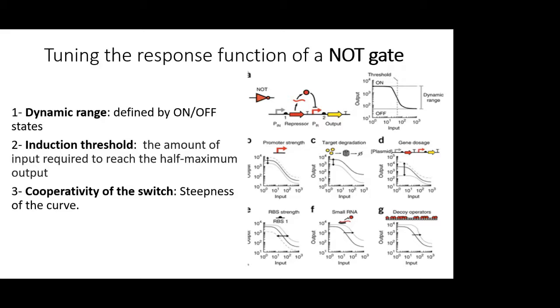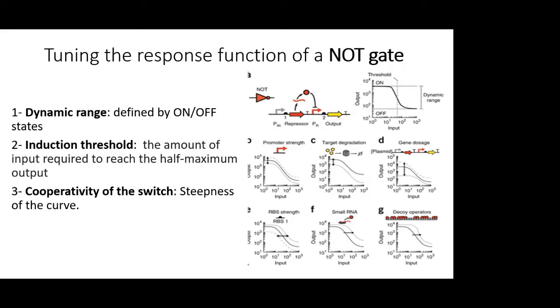And the cooperativity of the switch defines the switch-like behavior of the gate. Increasing the cooperativity makes your genetic logic gate more like a digital gate. It gives a digital-like behavior. Lowering the cooperativity can give you graded, analog-like behavior.